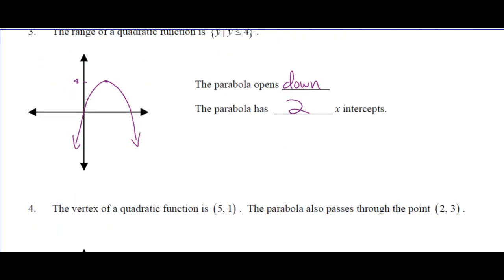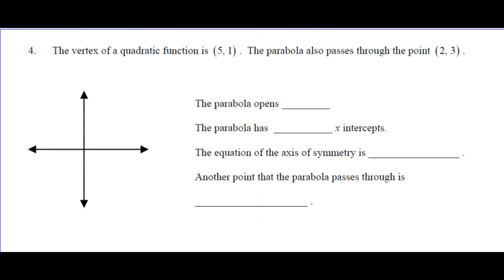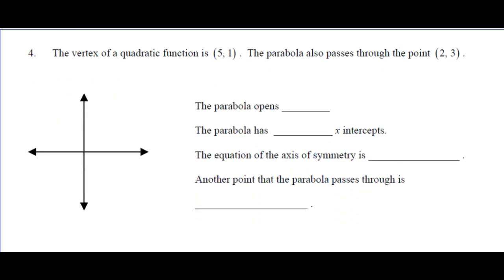Okay, what if it opened down, but y was less than or equal to negative 4? How many x-intercepts? None, right? Because it would open down, it would be below the x-axis, so no intercepts. Okay, the vertex is at 5, 1. All right, let's put a vertex at 5, 1. The parabola also passes through the point 2, 3.